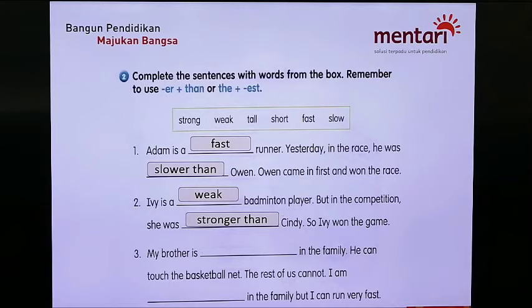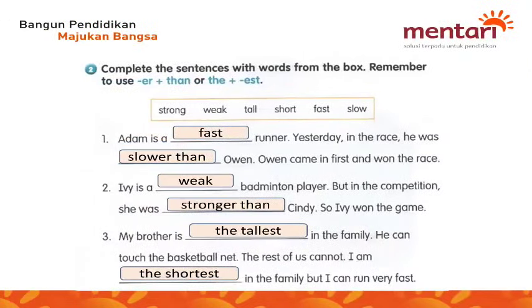Number 3, my brother is the tallest in the family. He can touch the basketball net. The rest of us cannot. I am the shortest in the family, but I can run very fast. Now take a look, everyone. Please focus on number 3. My brother is the tallest in the family. Remember, if we want to compare more than two people, we can use the superlative, the plus est.